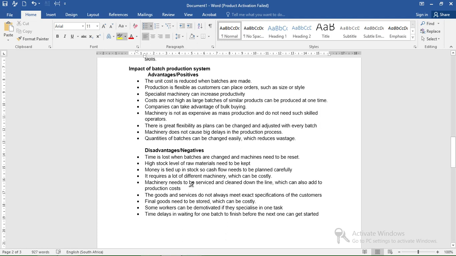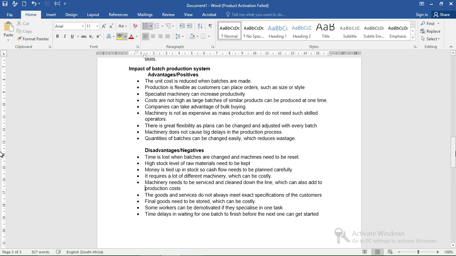And another disadvantage is machines that need to be serviced and cleaned all the time you change the batches. So that's another disadvantage there. And the final goods need to be stored because we're going to produce different kinds of goods, so you need to store them differently and then use them later on differently. Right, those are the disadvantages. There are a lot of them, guys.